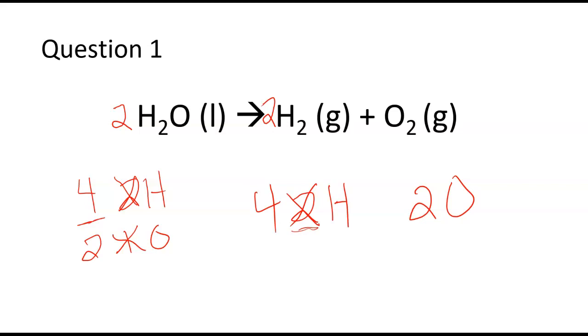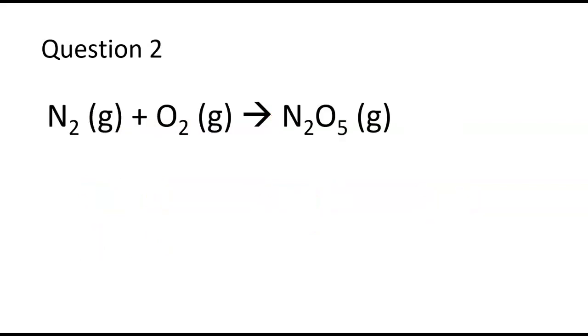Let's take a look, we always double check. 2 times 2, 4 hydrogens, 2 times 1, so sometimes you might want to write it in 1. 2 oxygens, 2 times 2, 4 hydrogens, 2 oxygens. So remember, if we don't have a coefficient, we assume the coefficient here is 1. Let's take a look at the second question.